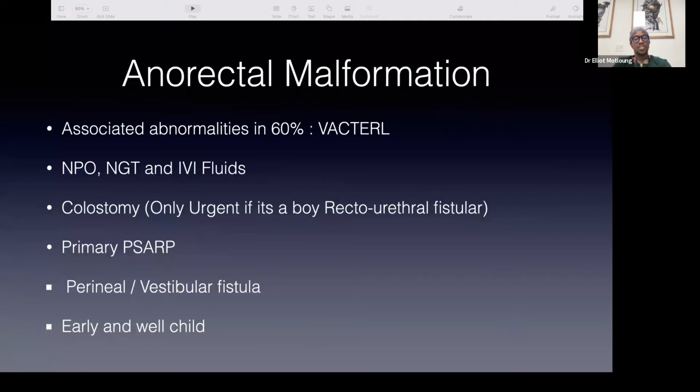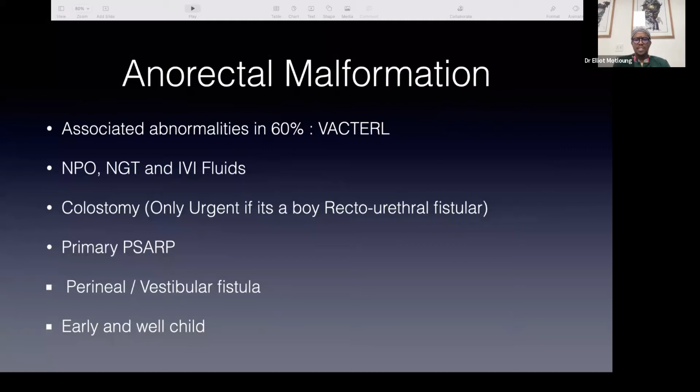So this patient needs to be kept nil per mouth, because clearly you cannot feed a child who cannot poop. And then put in a nasogastric tube and resuscitate them with fluids. And then the patient can be transferred for a stoma. These stomas are only urgent usually if they are boys who've got a recto-urethral fistula, because there's no way of them decompressing. But most females with vestibular fistula can decompress and can be treated. The stoma is not an urgent matter.